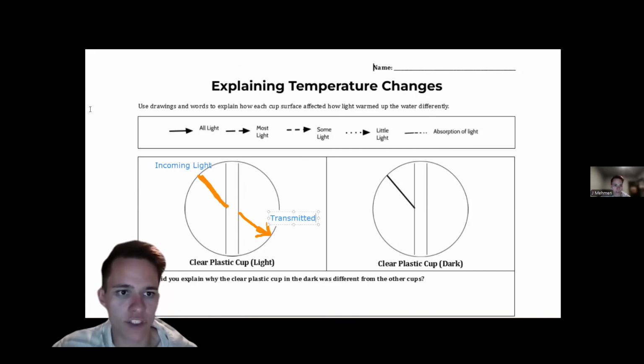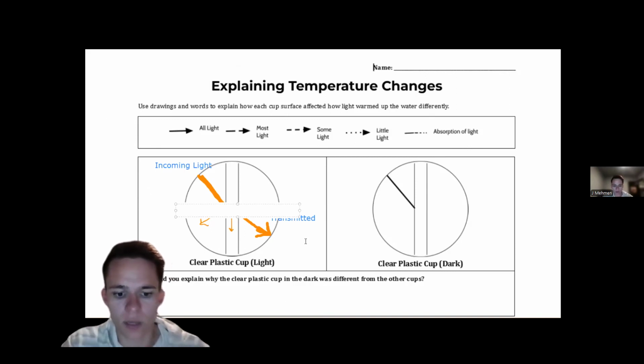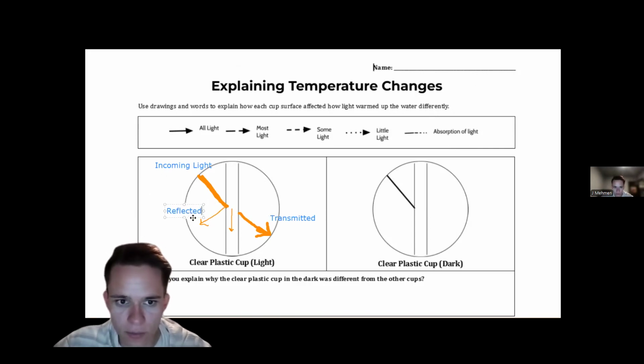Now, not all of it was transmitted, though. Some of it was reflected, and we can represent that with maybe a smaller line saying, hey, not all of it was, but some of it was transmitted, and then a little bit was absorbed. Reflected over here, it bounced off of the cup. And then we also know that some of it was absorbed, but most of it was transmitted, which is what we demonstrate here.